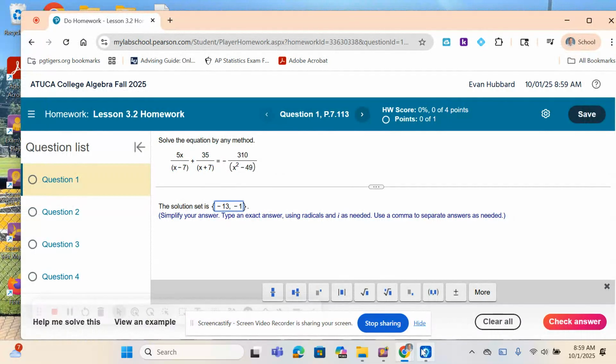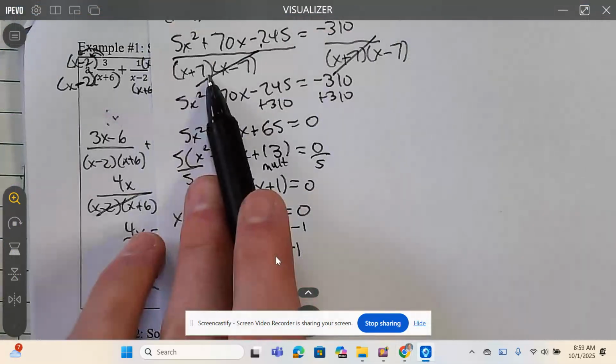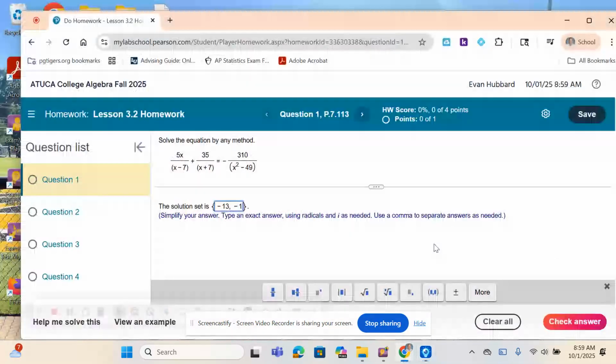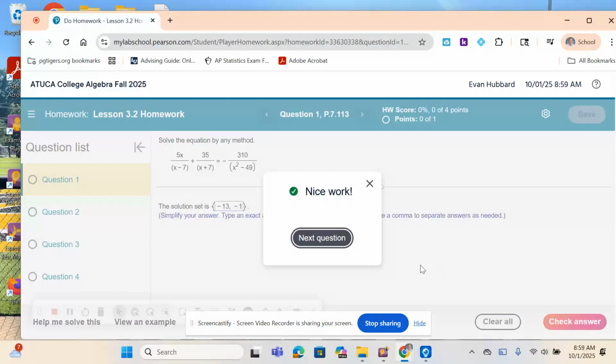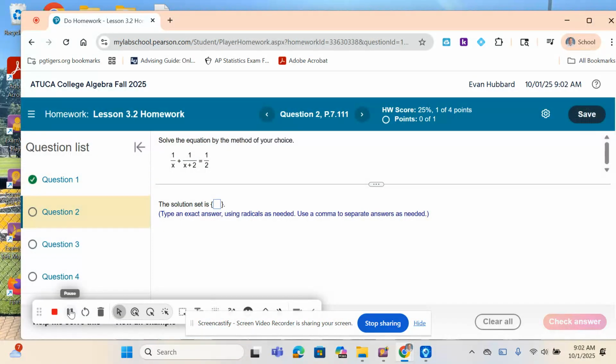Oh, remember, I went too fast. I need to check, are these excluded? The excluded values are 7 and negative 7, and I would have to throw those out, so I'm good. Okay, pause here. Question 2.